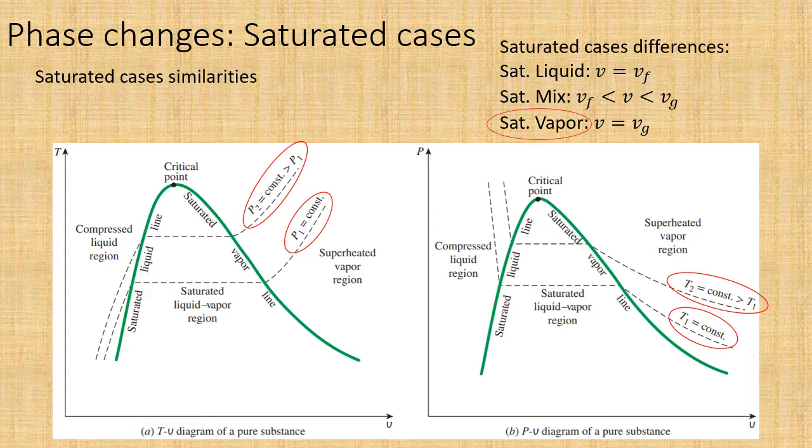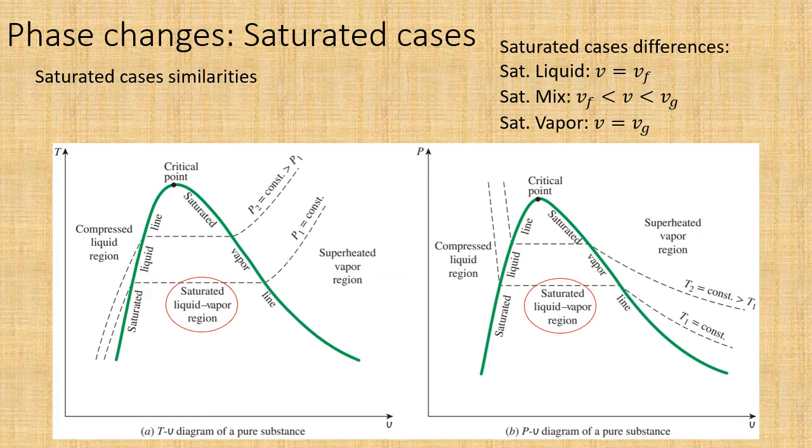The quality X is an important ratio to be aware of in the saturated mixture region. If we have a saturated liquid, the quality will be 0, since the mass of vapor is 0. If we have a saturated mixture, there is some vapor and some liquid, meaning a fraction of the total mass will be from the vapor, so the quality will be greater than 0, but less than 1. For a saturated vapor, all of the mass is from vapor, so the quality will be equal to 1.